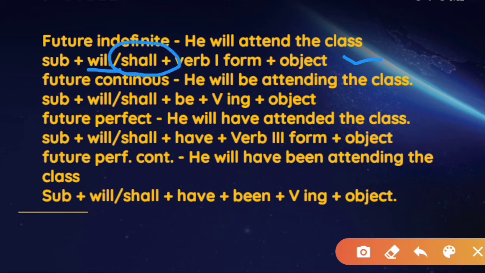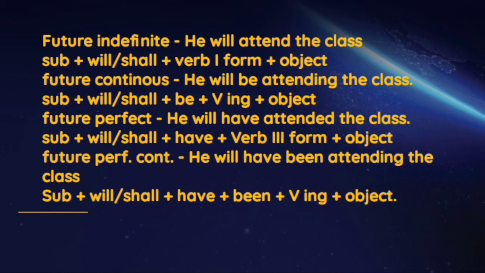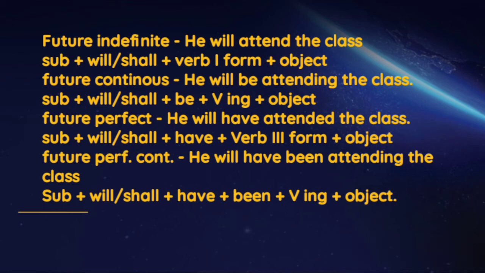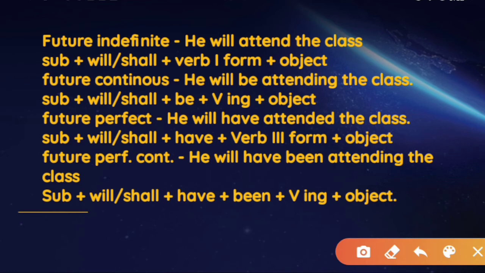Shall can be used only with I and we, and it actually shows not 100% surety. So shall is used with I and we. Next is future continuous. He will be attending the class. Will or shall plus be plus verb ing form denotes that it is going in future continuous. Future perfect has will or shall plus have, as he will have attended the class. Future perfect continuous, he will have been attending the class. Will or shall plus have plus been plus verb ing form.